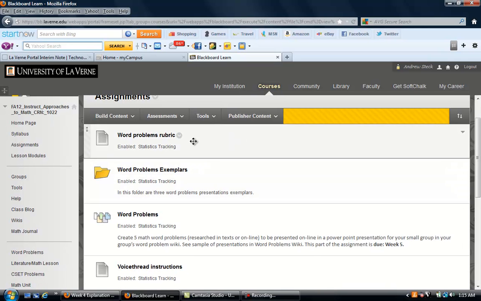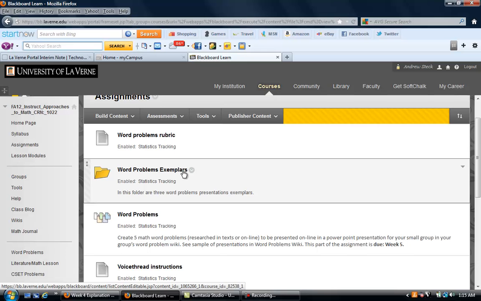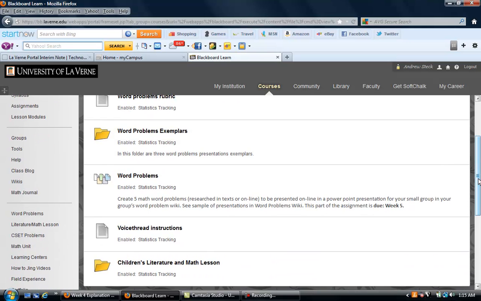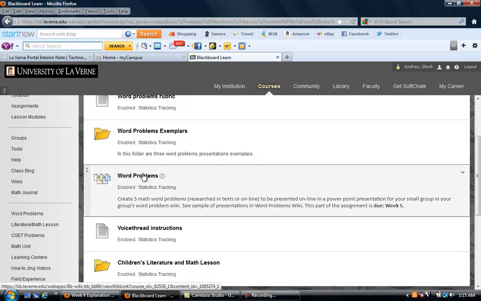You have the word problem rubric. You have a folder with exemplars in them for word problems so you can see what other people have done. And this is the wiki for the word problems. If you click on that, it will take you to the wiki.